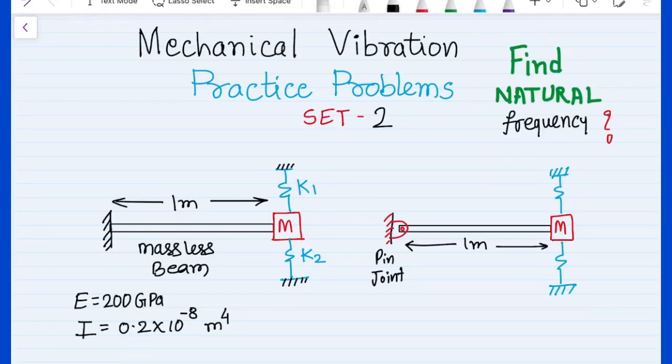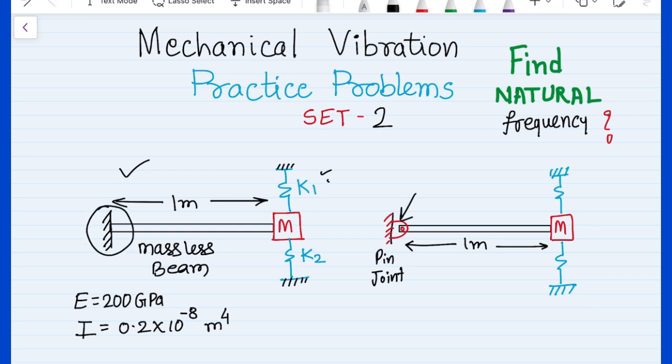In this practice set, we are going to solve the problem of finding the natural frequency of these two systems. In the first case, we have a mass connected with two springs K1 and K2. In addition to that, this mass is also connected with this beam. In the second case, we have a similar system, but instead of the fixed joint that was here in the first case, we have a pin joint here.